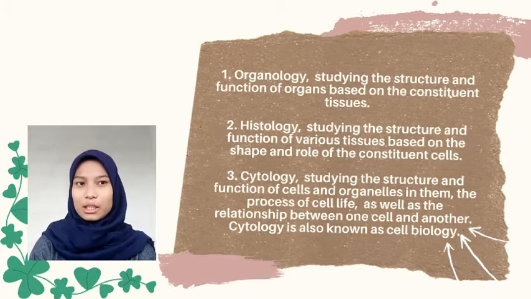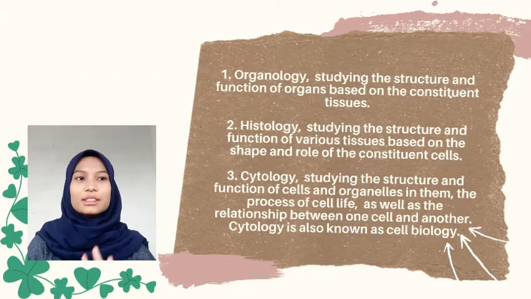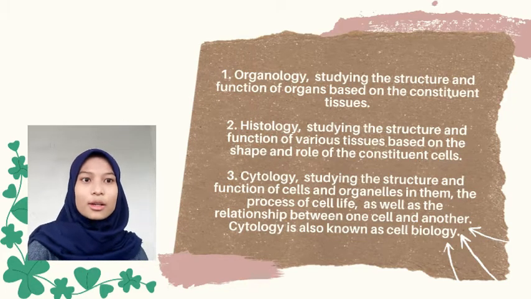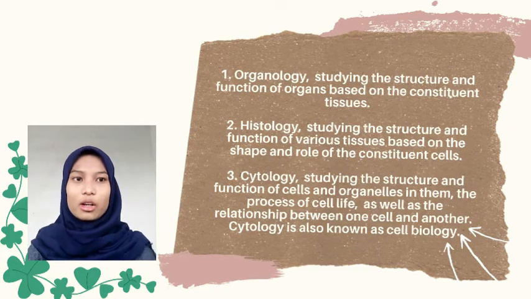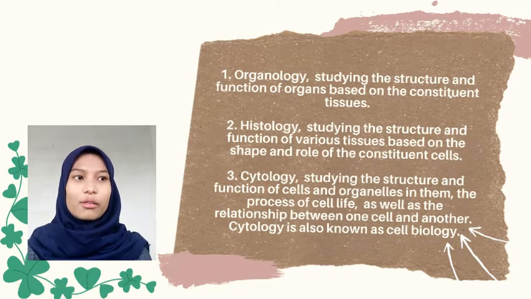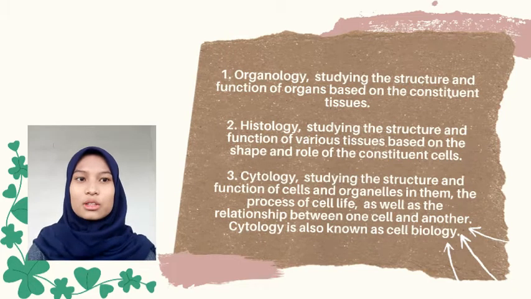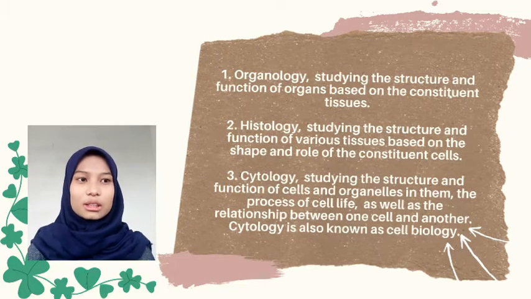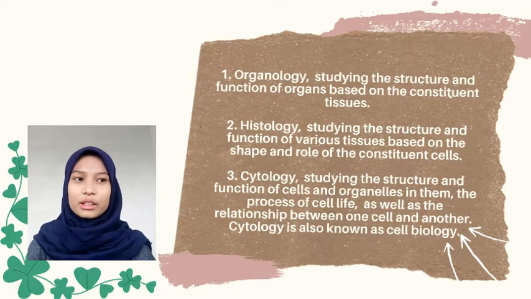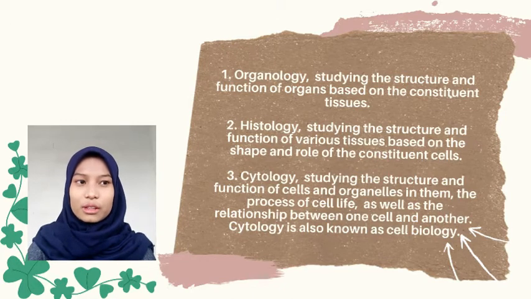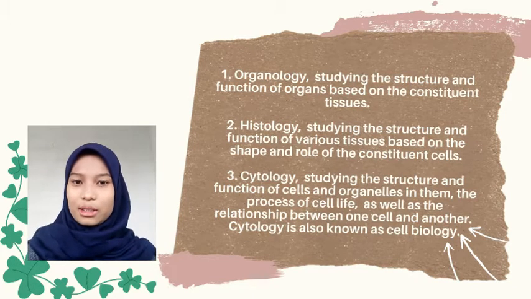Plant anatomy is divided into three parts based on the hierarchy in life, namely: 1. Organology, studying the structure and function of organs based on the constituent tissue. 2. Histology, studying the structure and function of various tissues based on the shape and role of the constituent cells.